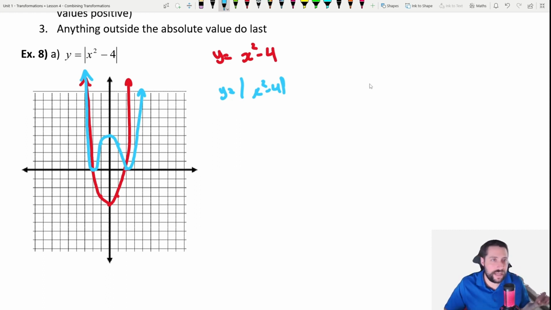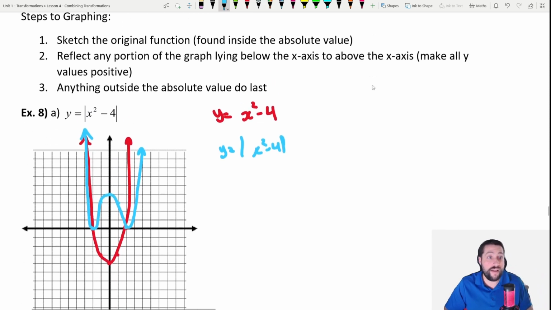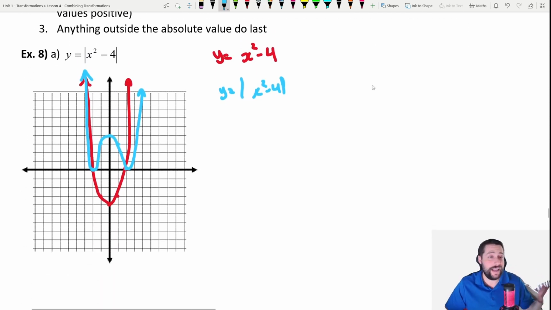So again, the steps to graphing absolute values is to look at the original one. So that's the one that's inside the absolute value. Graph that first. Anything below the x-axis, you just reflect. And then if you have anything that's outside the absolute value, you do that one last. Okay, so let's do an example of that.